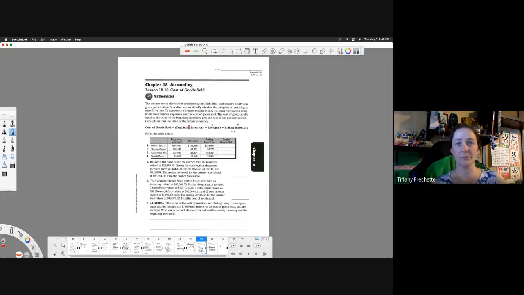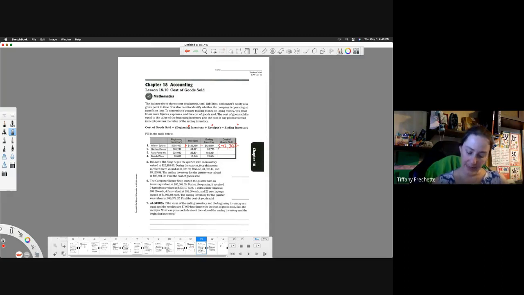If I plug these straight in, I'm going to go beginning inventory plus receipts, and then subtract the ending inventory from that, and that'll tell me what the cost of goods sold was, which is, in this case, $292,282. So definitely a basic calculation. We're just using this straightforward formula: add the beginning inventory to the receipts, subtract the ending inventory. That tells us what the cost of goods sold was.